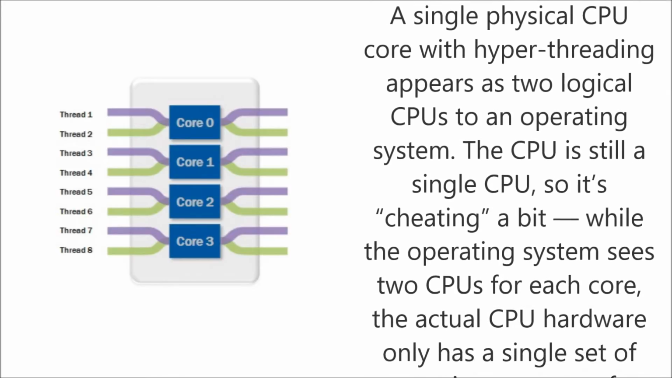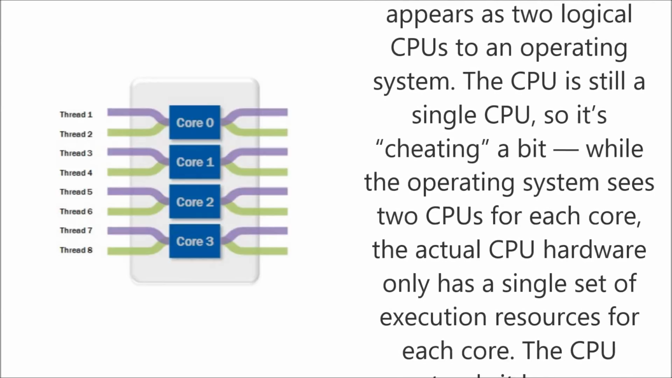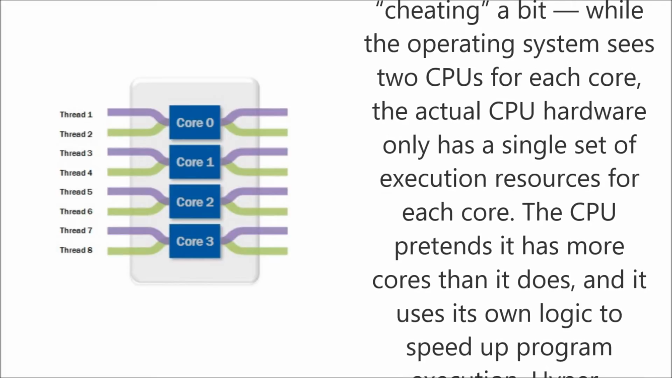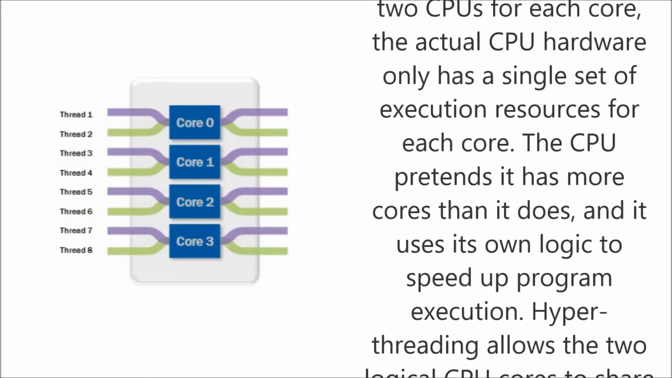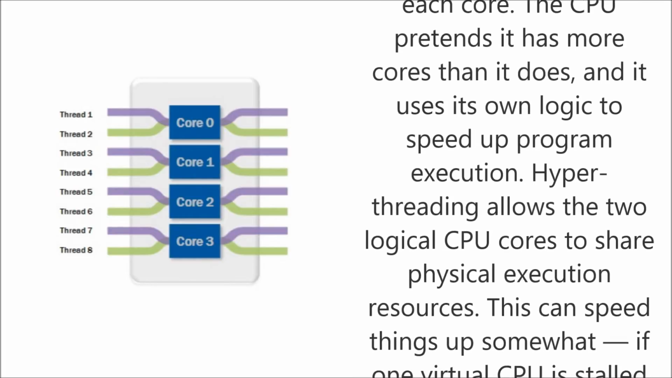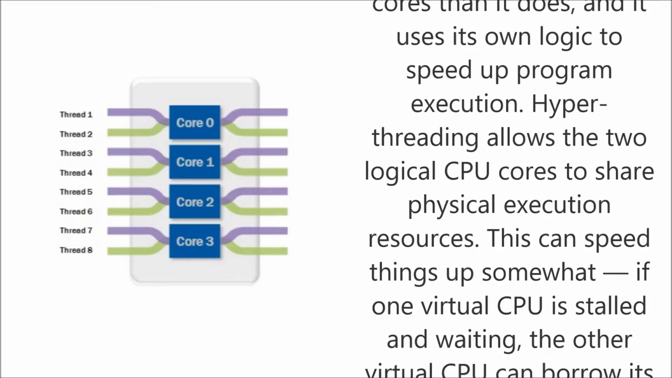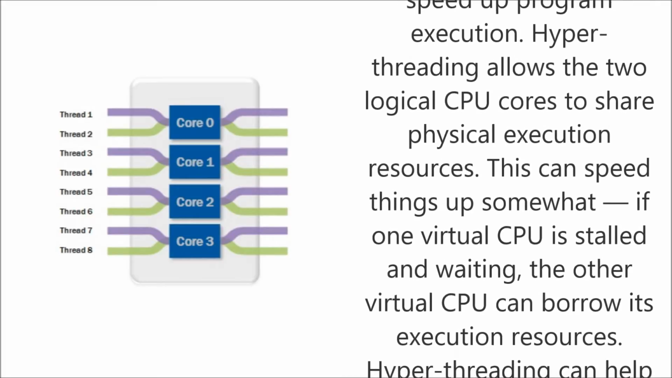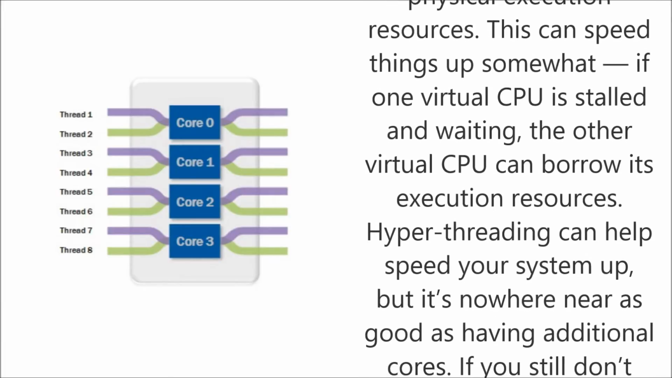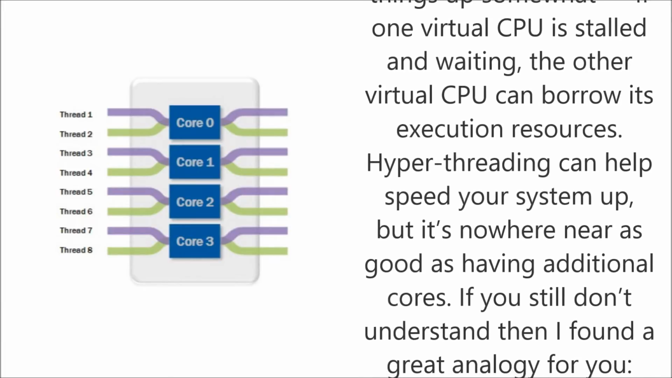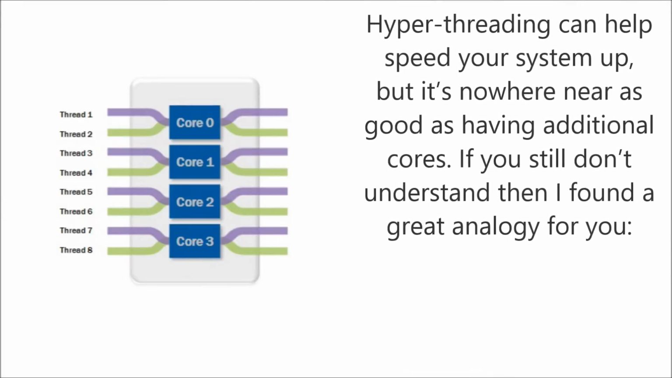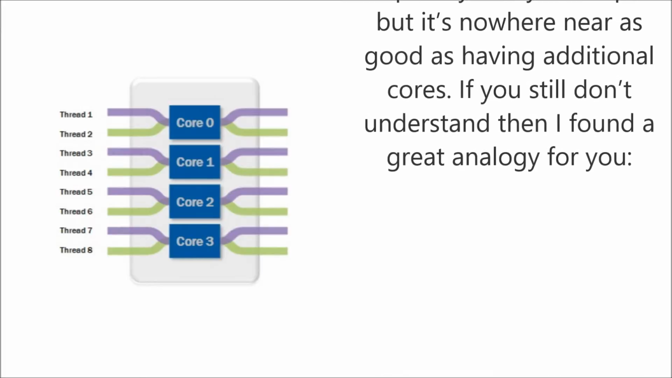The CPU is still a single CPU, so it's cheating a bit, while the operating system sees two CPUs for each core. The actual CPU hardware only has a single set of execution resources for each core. The CPU pretends it has more cores than it does, and it uses its own logic to speed up program execution. Hyperthreading allows the two logical cores to share physical execution resources. This can speed things up somewhat. If one virtual CPU is stalled and waiting, the other virtual CPU can borrow its execution resources. Hyperthreading can help speed your system up, but it's nowhere near as good as having an additional core.